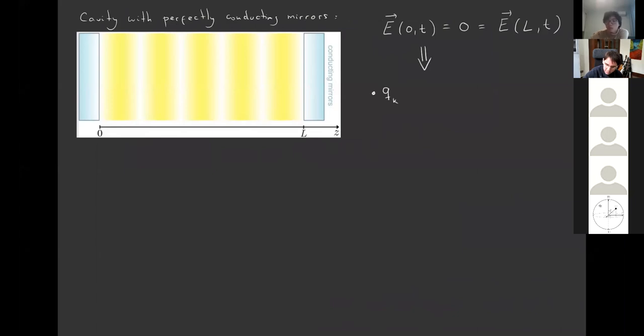So the first thing that happens is that Q of K, the amplitude of wave vector K, has to be equal to minus the amplitude of wave vector minus K. This is the first thing that the boundary conditions impose. And the second thing is that the wave vectors K have to be an integer multiple of pi divided by L. Not just any K is allowed, only the ones that are integers of this quantity that we will call Kn, where n is a natural number.